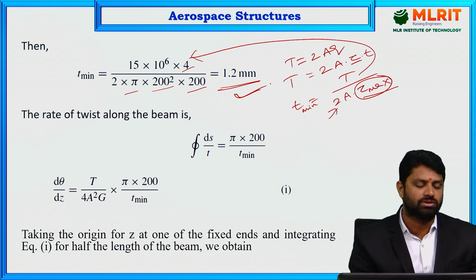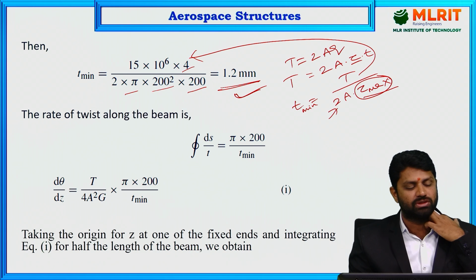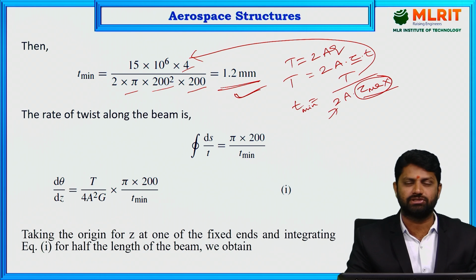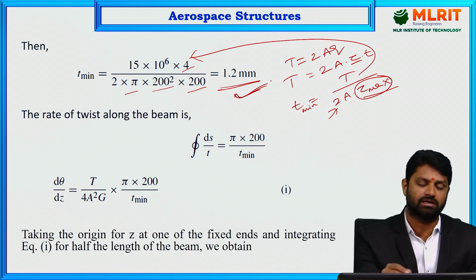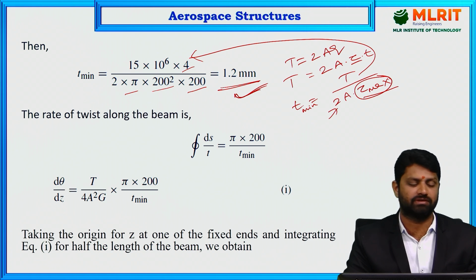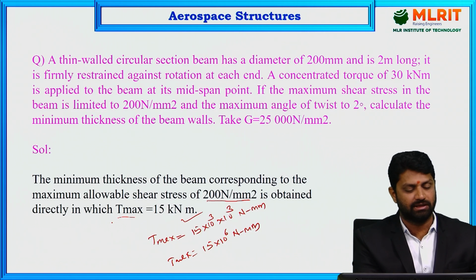Okay, so now we'll look into the other one, that is the rate of twist. Here you are given two conditions: one is the maximum shear stress condition, and we calculated the minimum thickness according to that. Now we need to check the minimum thickness according to the maximum angle of twist condition. So to know that, we are going to look into the rate of twist first. The rate of twist along the beam is given by, and we know the formula that we have seen in the previous slide, d theta by dz.